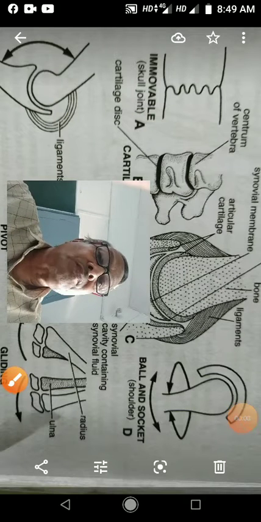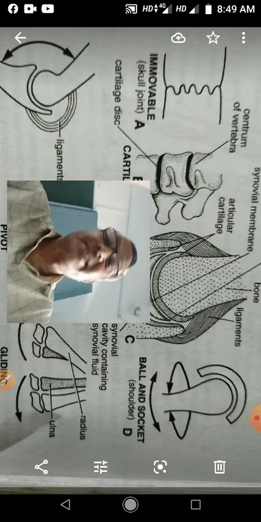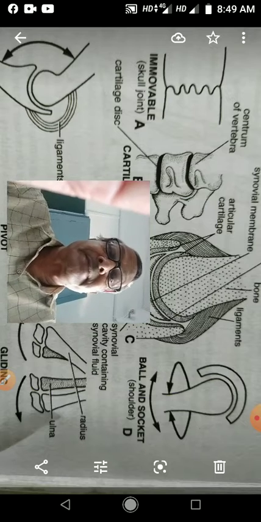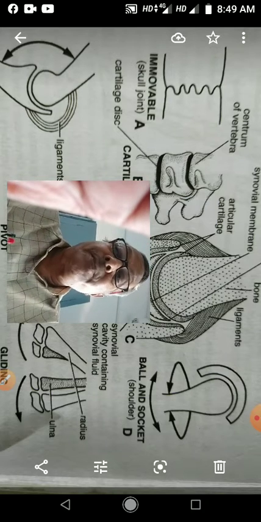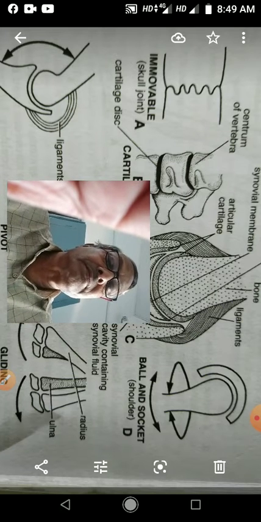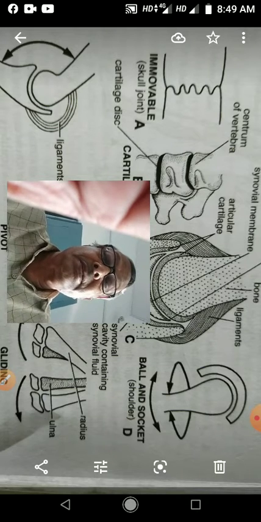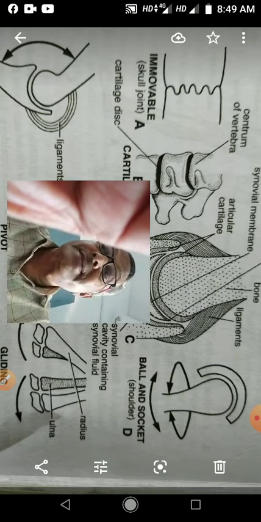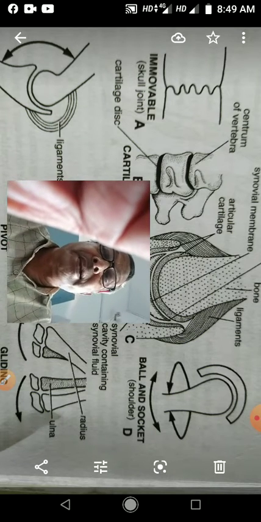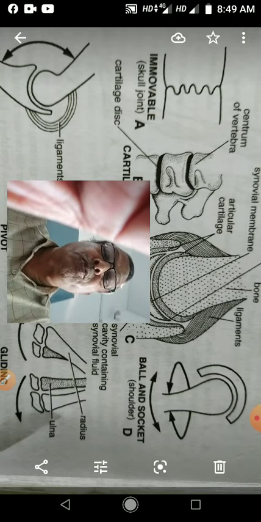Welcome children. Now in bio class I am going to explain joints and different types of joints. A joint is a point where two or more bones meet. So where two or more bones meet, that point is called a joint. Joints are essential for all types of movement. Without joints, there is no movement in the body.